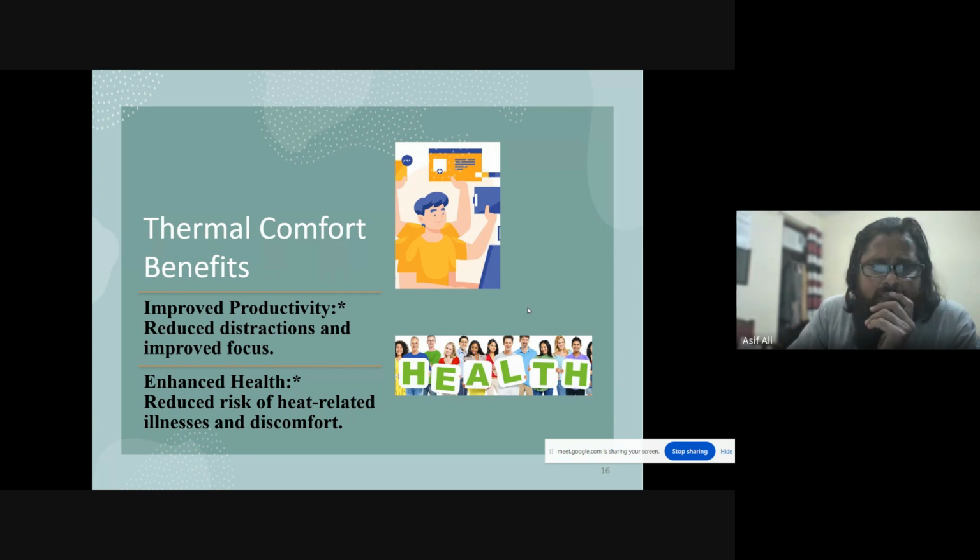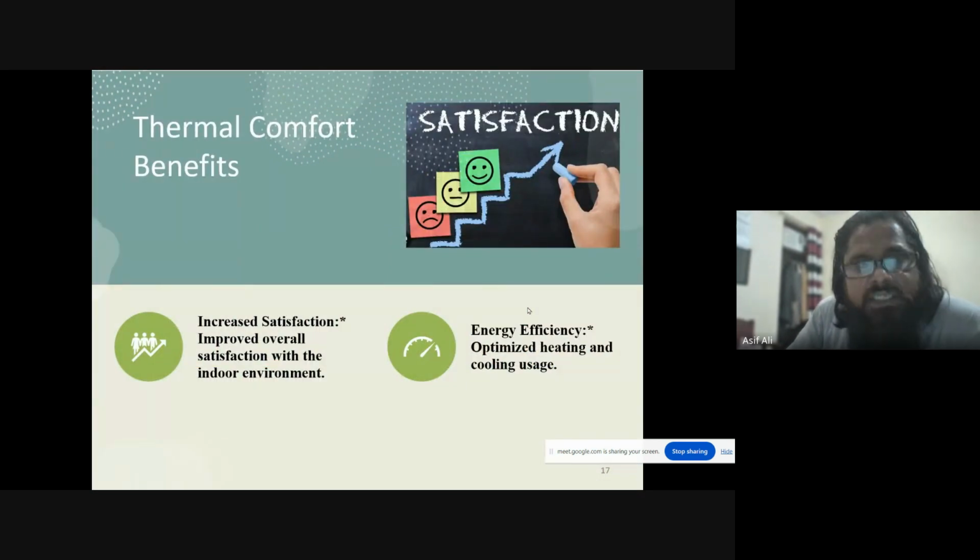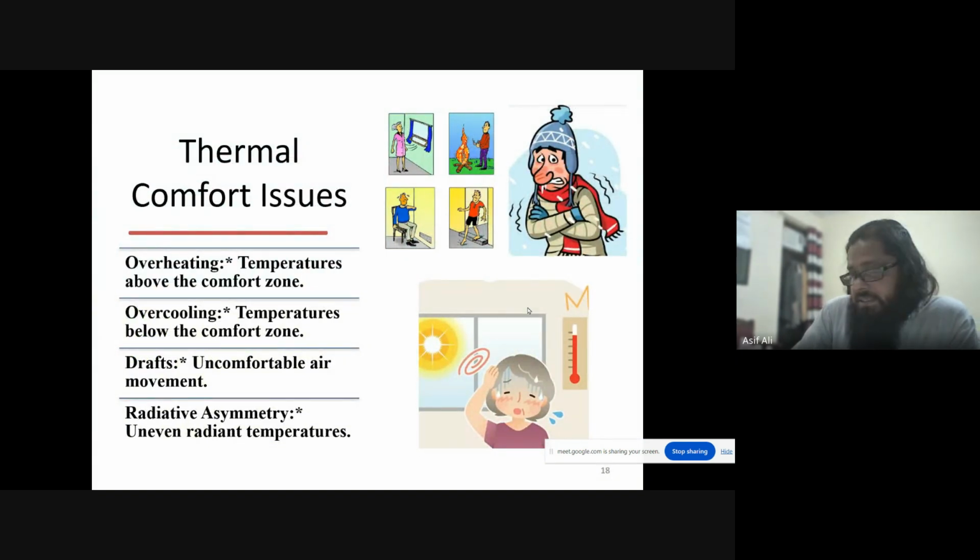Obviously the benefit of thermal comfort is that it improves health, it improves your productivity in offices and workplaces, and it improves your satisfaction level with the thermal condition around you. And it is also energy efficient, optimizing heating and cooling by natural resources.